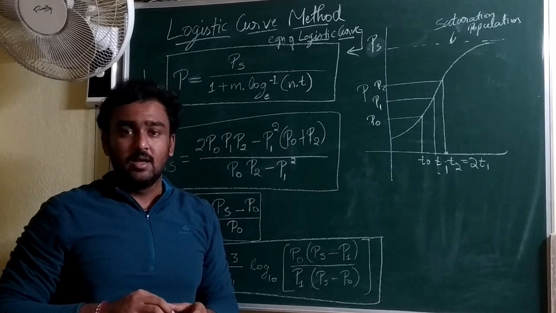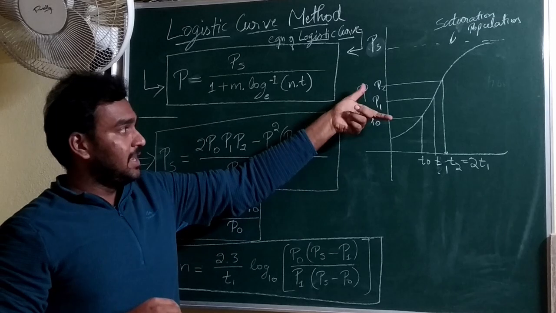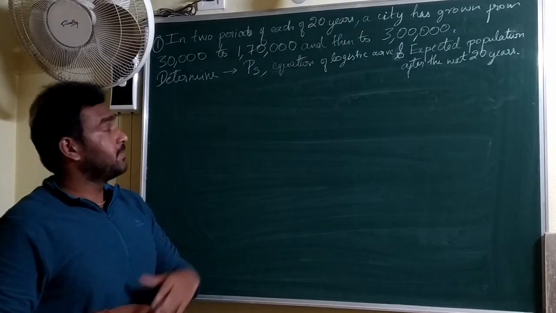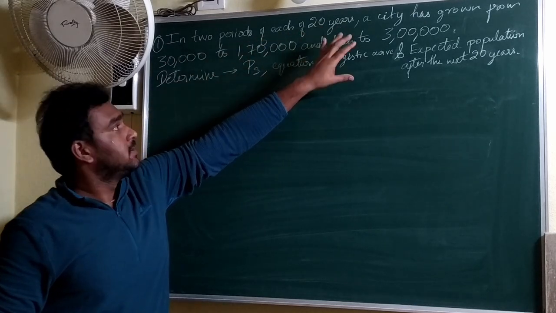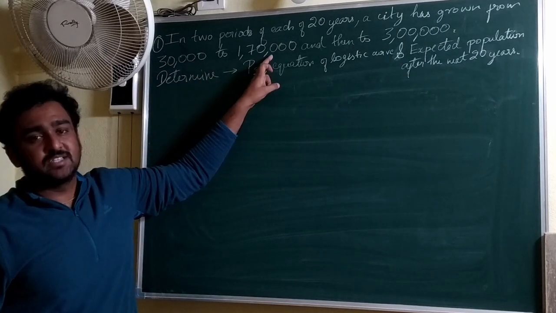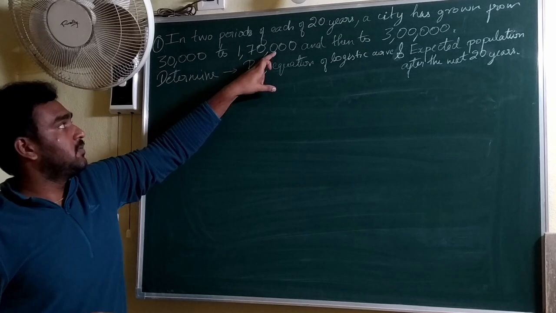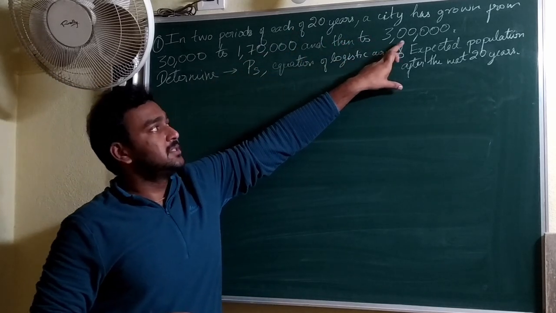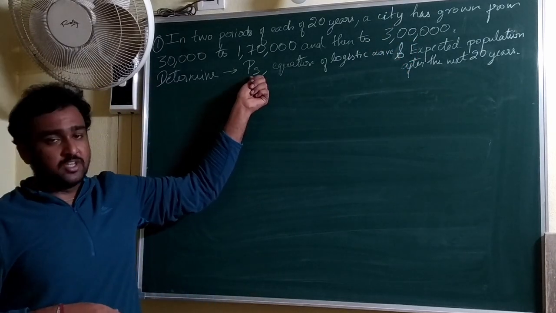Let us estimate the population of the future decades by considering any three sets of population records. Let us consider this example. In two periods of each 20 years, a city has grown from 30,000 to 1,70,000. That means earlier it was 30,000, and after 20 years it was 1,70,000, and in the very next 20 years it grew to 3 lakh. So we need to determine the saturation population.